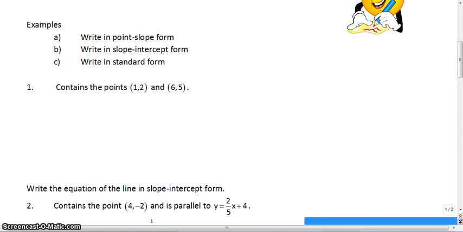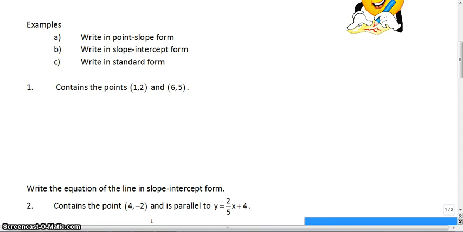So what we're going to do is we're going to do it the easiest possible way. So the way I have it written, A, point slope first, then B, slope intercept, and then C, standard form. If you're told to write it in all three ways, that's probably your best approach.